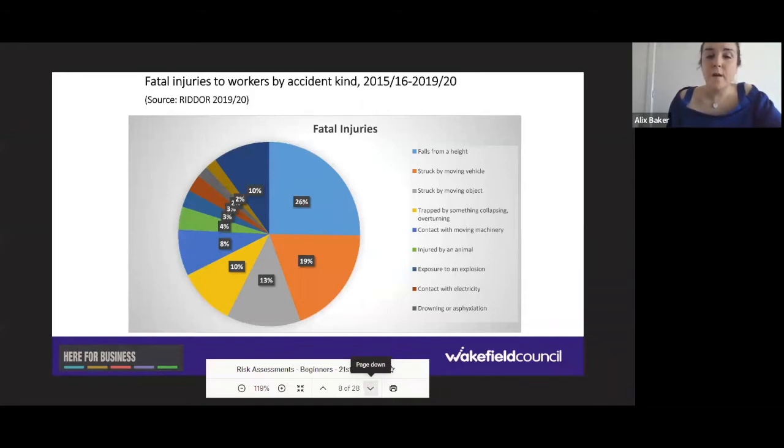And we've then got 19% struck by a moving vehicle, 13% struck by moving objects, 10% trapped by something collapsing or overturning, 8% contact with moving machinery, 4% injured by an animal, 3% for both exposure to an explosion and contact with electricity, and then 2% drowning or asphyxiation.